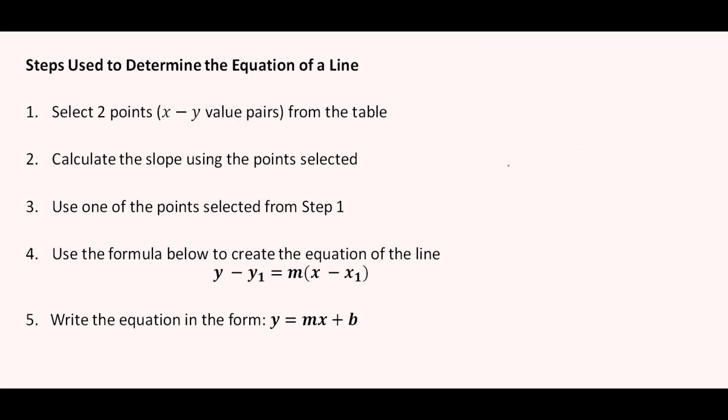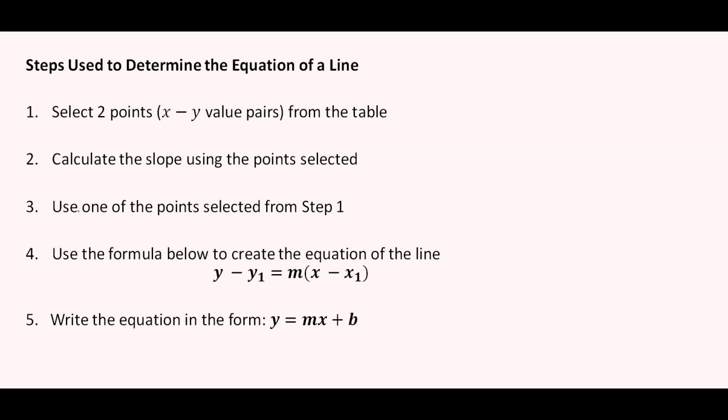Next thing we're going to do here, we want to look at the steps that we have to follow to determine the equation of a line. First thing we want to do here is select any 2 points from the xy value pairs from the table. Then we will calculate the slope using the points selected.